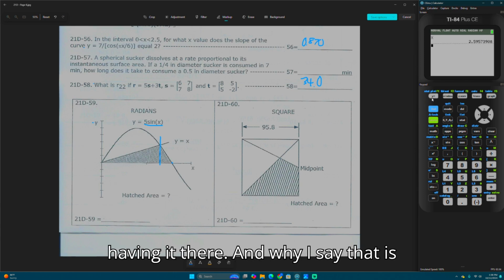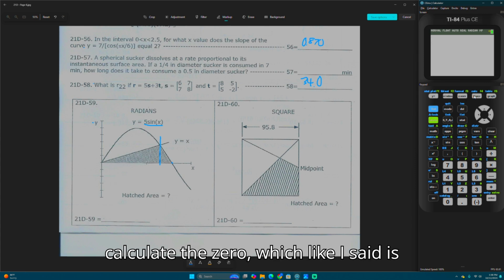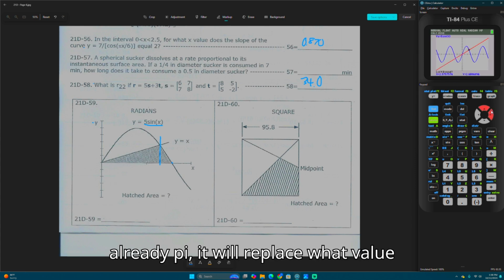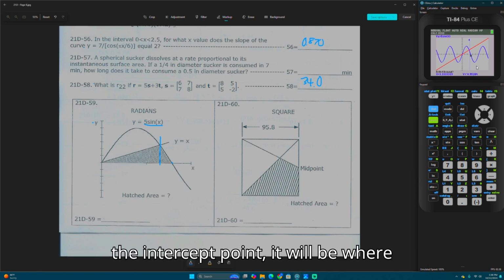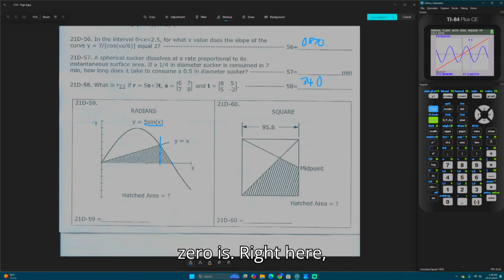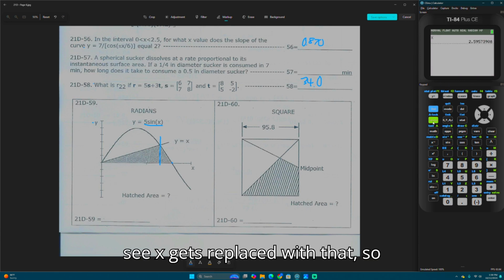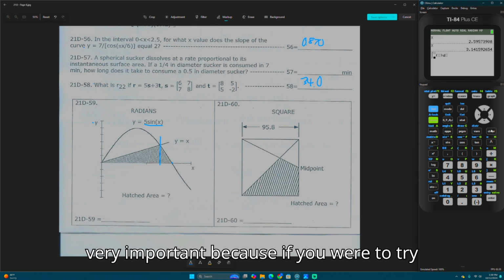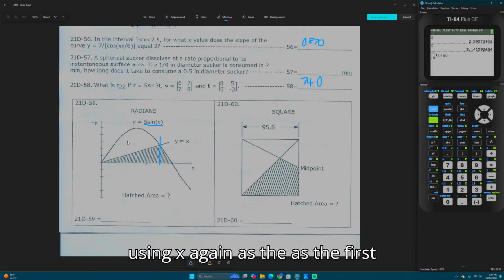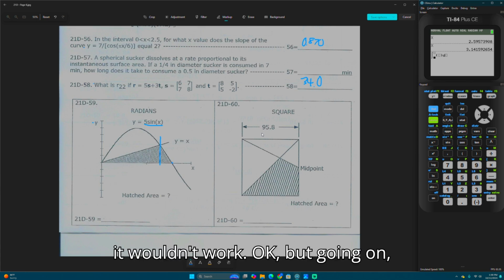And why I say that is because whenever you calculate the 0, which like I said is already pi, it will replace what value X is. X will no longer be the intercept point. It will be where 0 is, right here. You see X gets replaced with that. So X now has a different value. That's very important, because if you were to try using X again as the first intercept and pi as here, it wouldn't work. Okay, but going on.